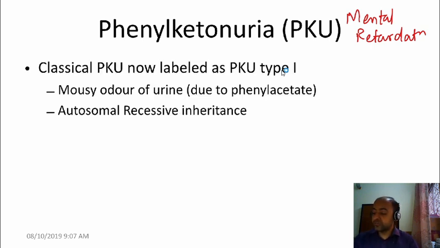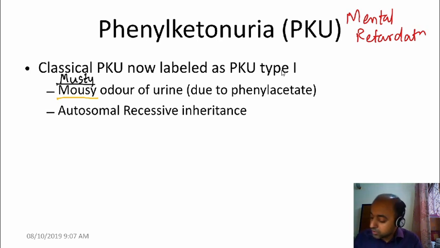We already mentioned PKU, now labeled as type 1 and types 2, 3, 4, and 5. In type 1, one of the important classical findings is the mousy odor of urine due to phenyl acetate. These are two different aspects of the question you should know. What is the odor? The odor is described as mousy. Another term which can be used here is musty, mousy or musty odor of urine.